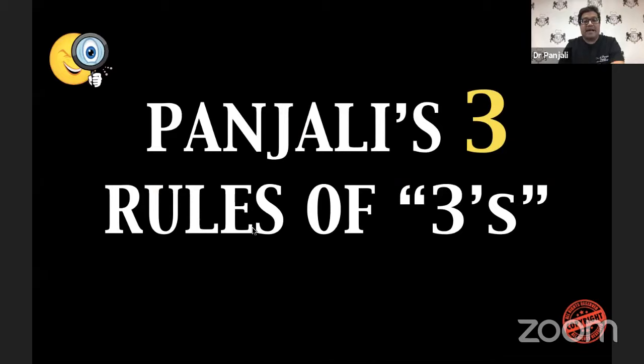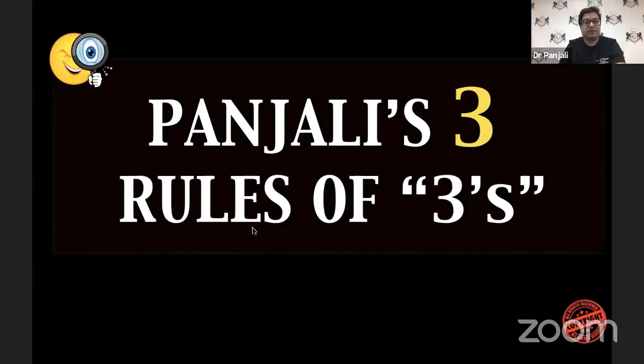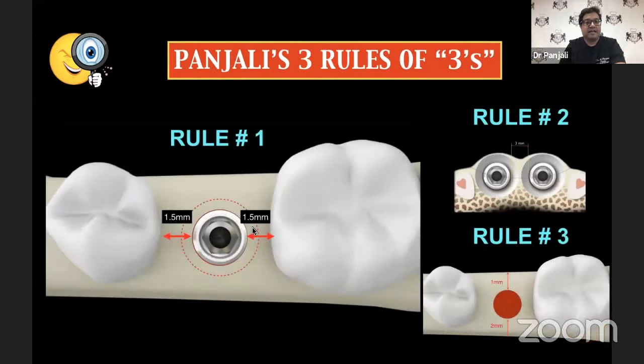Now let's look at some practical aspects. These are 3 rules that I make for my students. Rule number 1 is that mesiodistally, when you're measuring, whatever size of implant you choose or whatever distance you have, you should have a minimum of 1.5 millimeters available on each side.